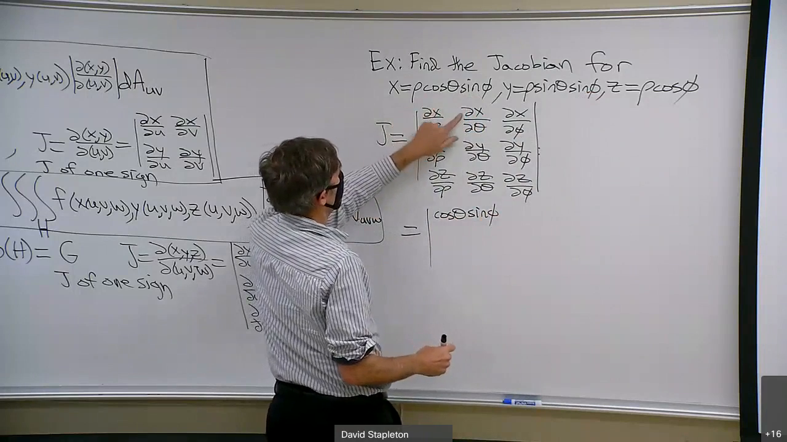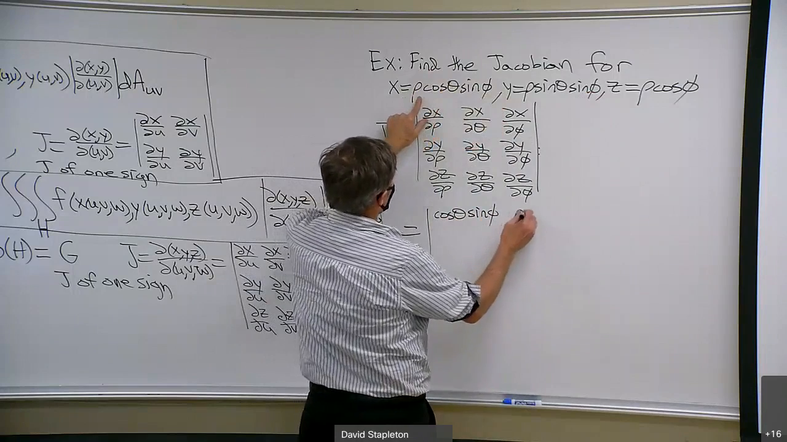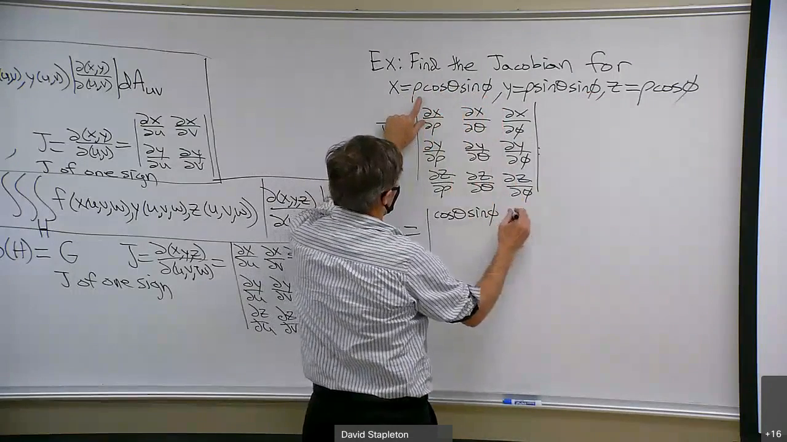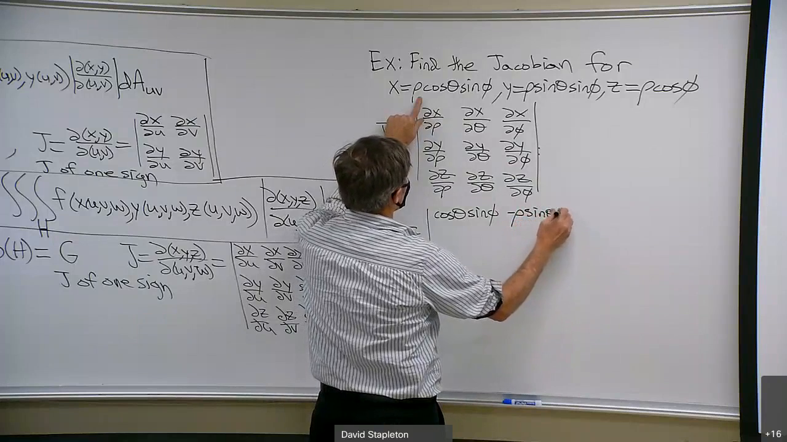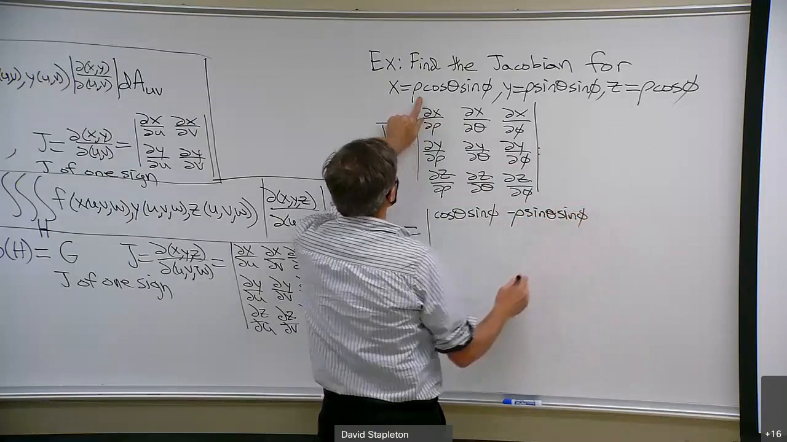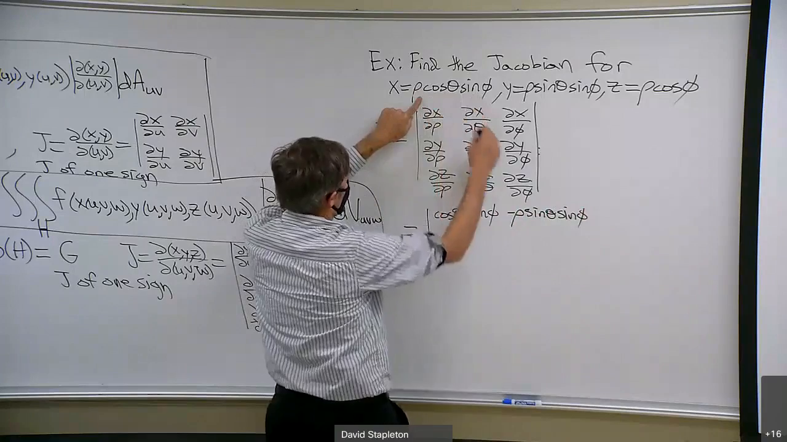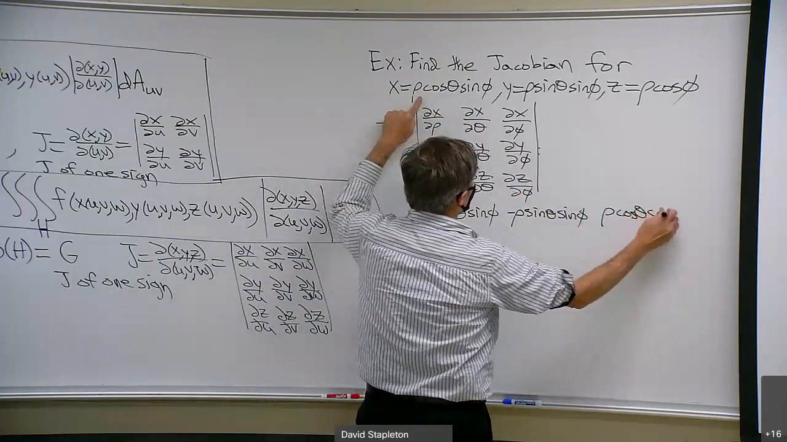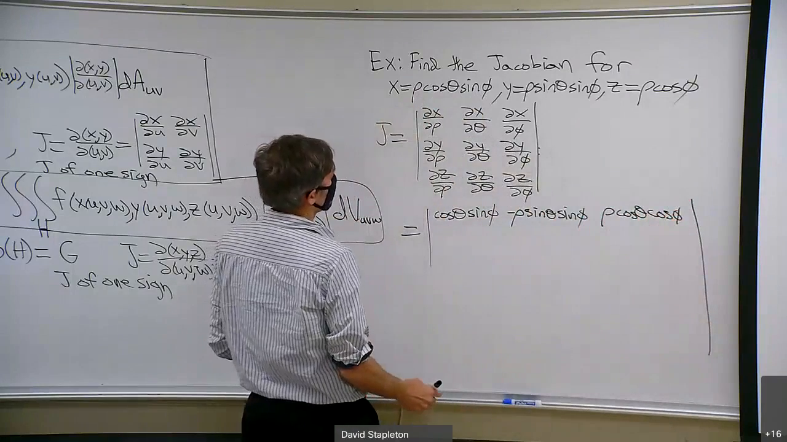If I take partial of x with respect to theta, treating rho and phi as constants, I just get the derivative of cosine as minus the sine. So I get minus rho sine theta sine phi. Then I take partial of x with respect to phi, I just change the sine to a cosine. I get rho cosine theta cosine phi. There's the first row of my matrix.